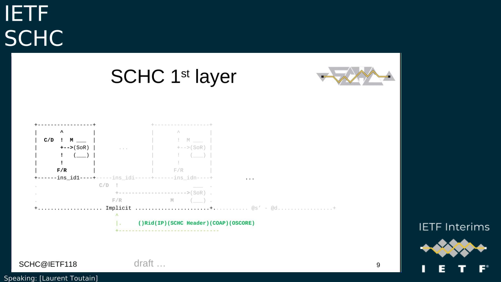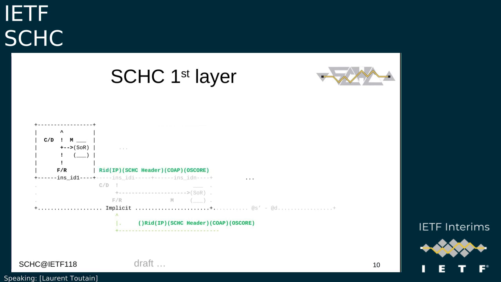So the notation is not totally good, but in fact, two parentheses means something that is compressed. So the first empty parentheses means that we have no SCHC header. Then we have the IP header. The rule ID, in fact, should be inside and outside. And then we have the SCHC header, the CoAP, and the OSCORE that are compressed. So here, suppose that we are in a kind of LPWAN network, on the device side, and we receive this packet. Here we don't need a discriminator or origin because it's implicit. It comes from the network.